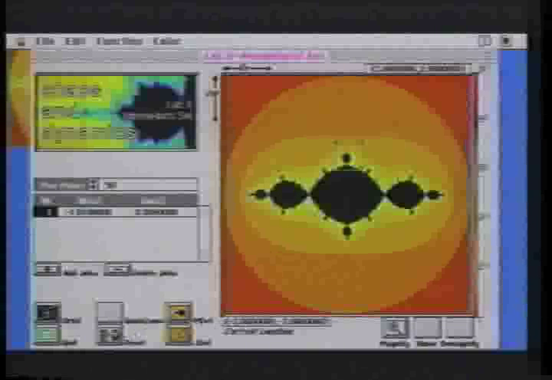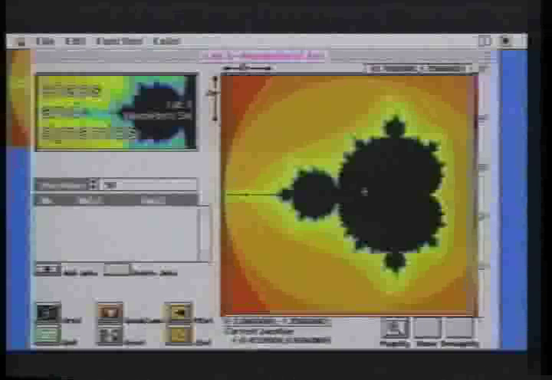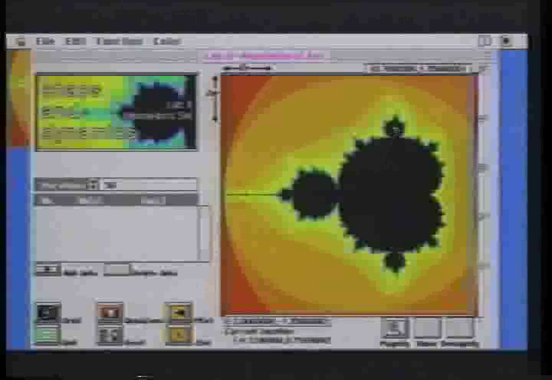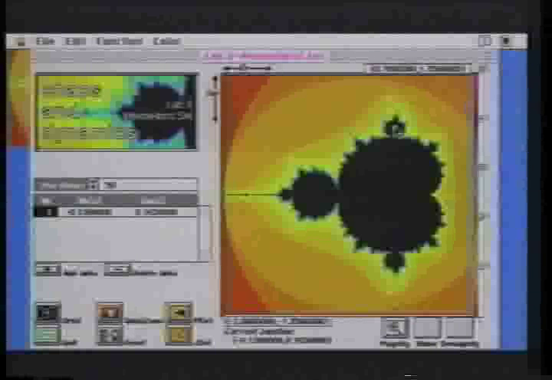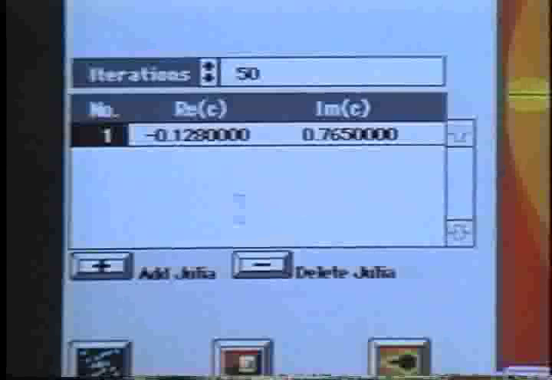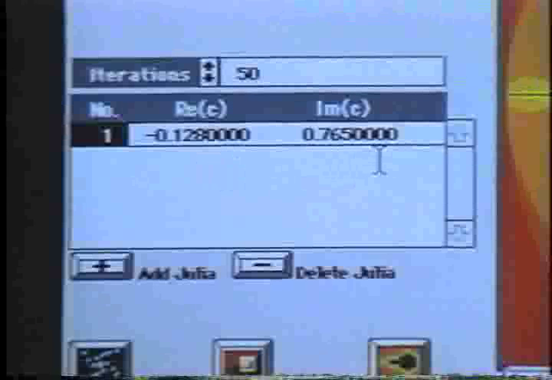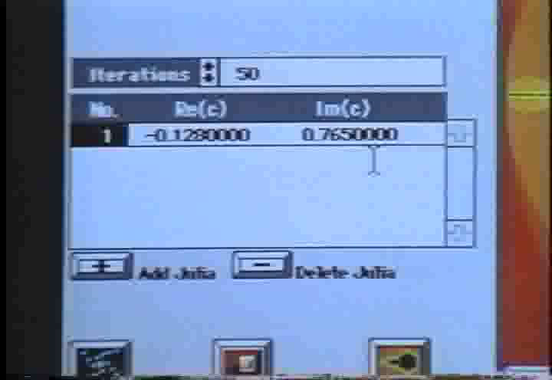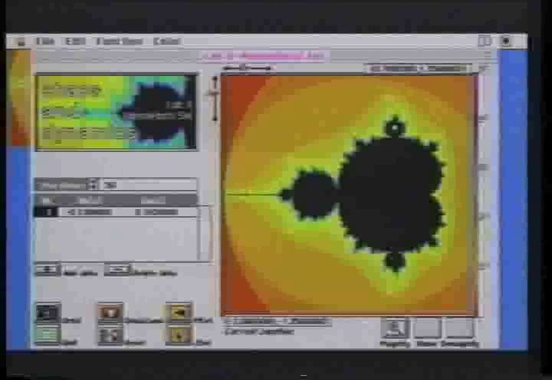Okay, let's do another example. Let me choose another C value from the Mandelbrot set. Let me choose a C value up here in the period 3 bulb. Let me choose a C value right about here. I've actually chosen the C value minus 0.128 plus 0.765i. So let's compute the filled Julia set for this C value.